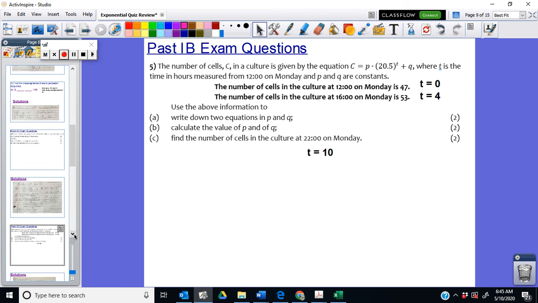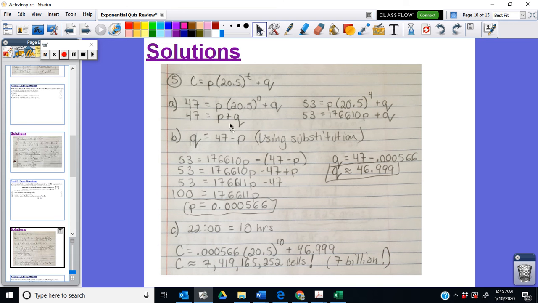Let's look at those solutions. So here we plugged in 0, and then over here we plugged in 4 to generate two equations. There's 1, there's 2. I used substitution. You could have used elimination. You could have used your graphing calculator. And you could have also used matrices if that is something that you are familiar with. Using any one of those methods, you'll come to a very small p-value and a value of Q that's very close to 47.